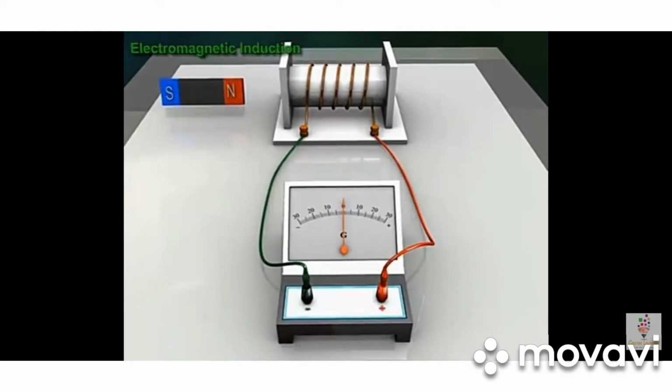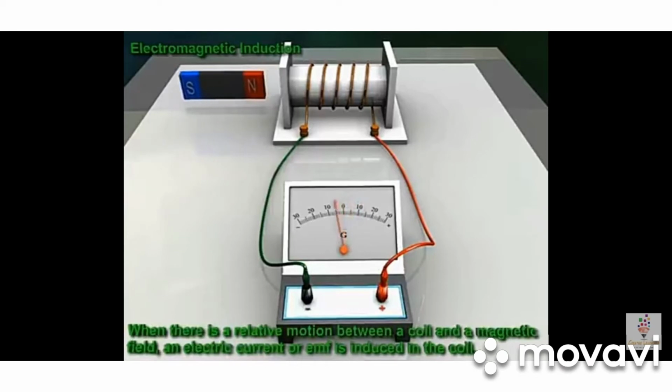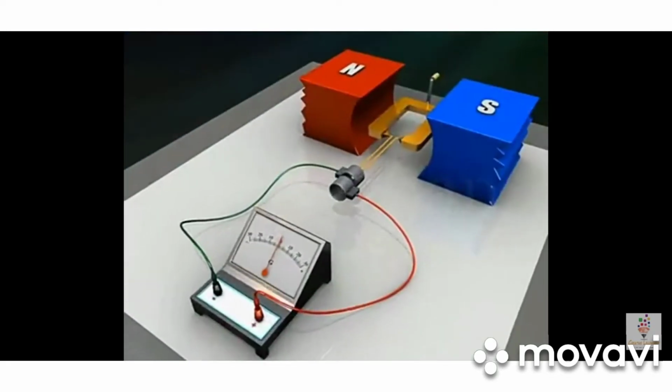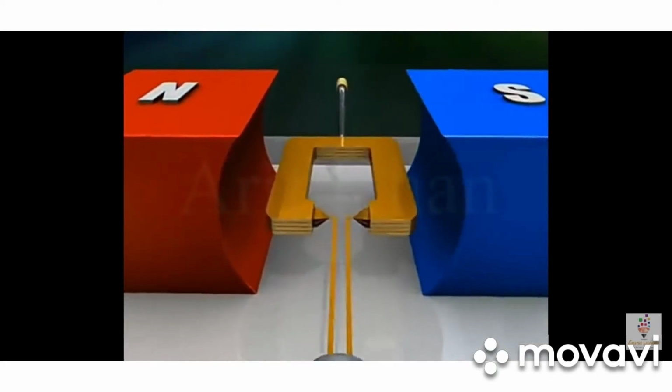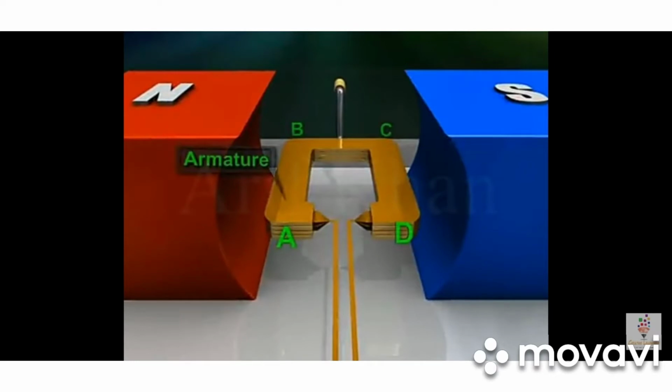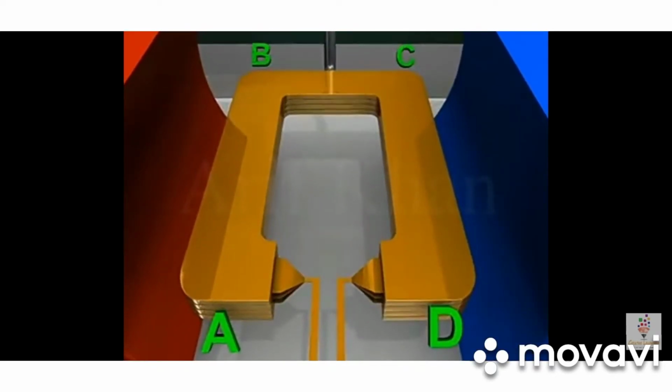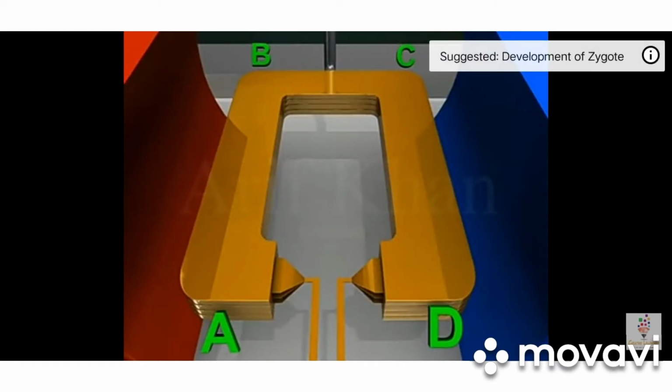Electromagnetic induction is nothing but the relative motion between the magnetic field and the conductor, due to which an EMF, an electromotive force, is induced in the circuit. Now, the parts of an alternating current generator. Let us see here the armature. Armature means ABCD, the rectangular copper wound coil.